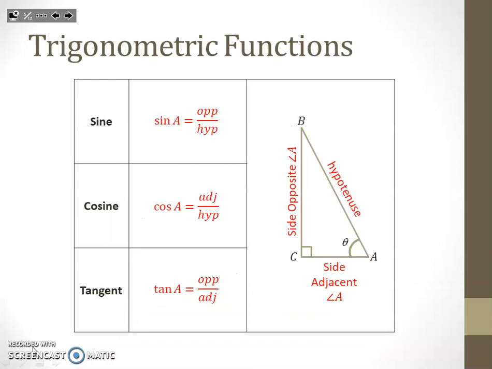Now, using those trig ratios, we have our 3 that we've gone over, okay? So starting out, sine, okay? Sine of A, it's talking about sine of angle A there. You could also have that written as sine of theta, okay? Now, sine theta is the relationship between your opposite side and your hypotenuse. Cosine theta is the relationship between your adjacent and your hypotenuse. Tangent is the relationship between your opposite and your adjacent.